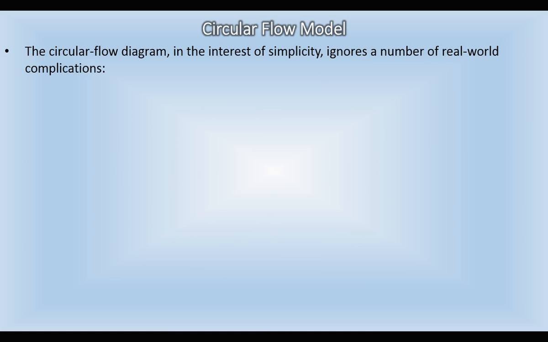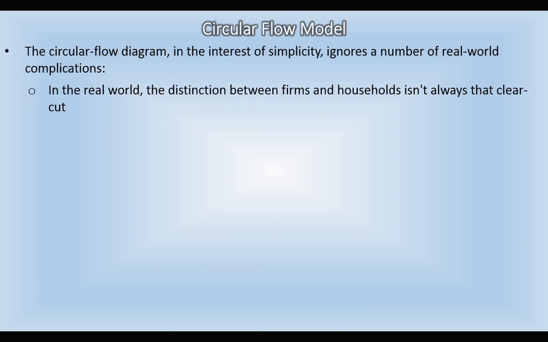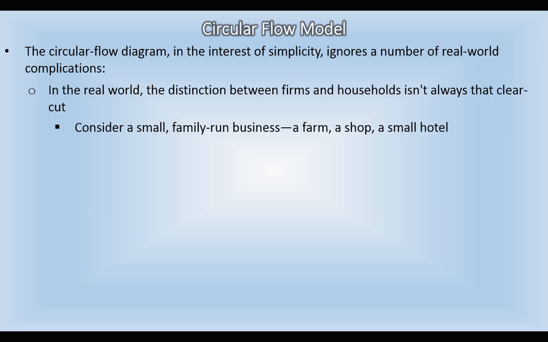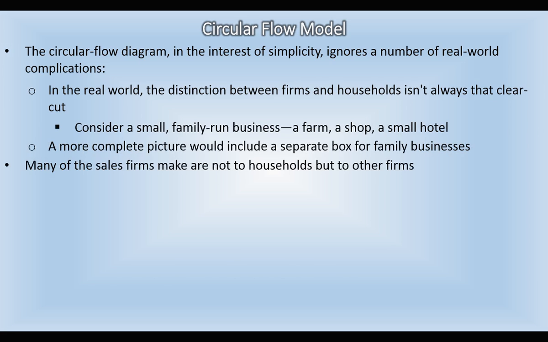So the circular flow diagram, in the interest of simplicity, ignores a number of real-world complications. In the real world, the distinction between firms and households isn't always that clear-cut. Obviously, people that have homes also own businesses. So consider a small family-run business, a farm, a shop, a small hotel. So a more complete picture would include separate boxes for family businesses.